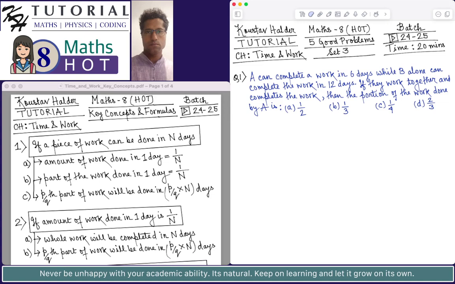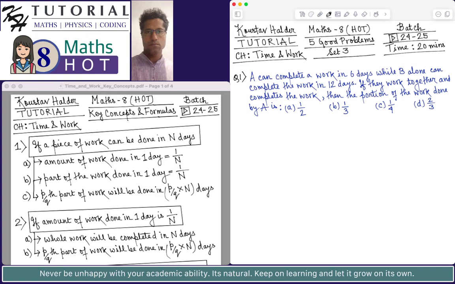The first problem says, A can complete a work in 6 days, while B alone can complete the work in 12 days. If they work together and complete the work, then the portion of the work done by A is. That is the portion of the total work that has been done by A.